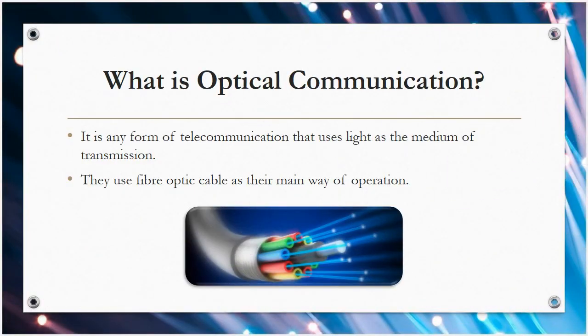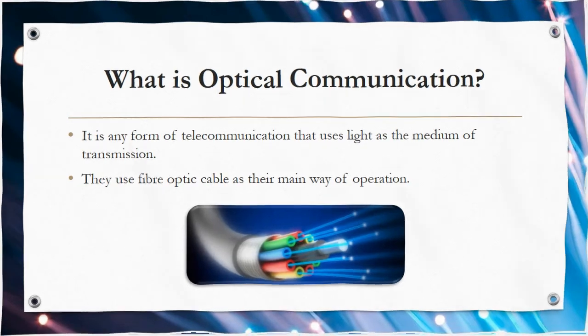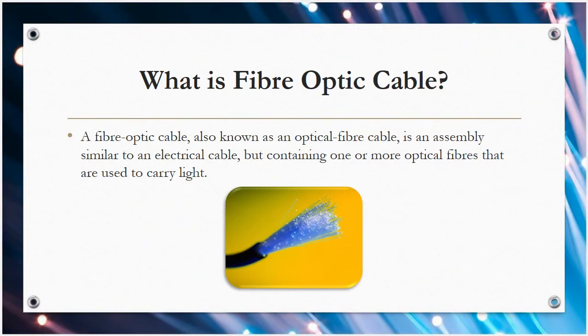What is optical communication? It is any form of telecommunication that uses light as the medium of transmission. They use fiber optic cable as their main way of operation. What is fiber optic cable? A fiber optic cable, also known as an optical fiber cable, is an assembly similar to an electrical cable, but containing one or more optical fibers that are used to carry light.